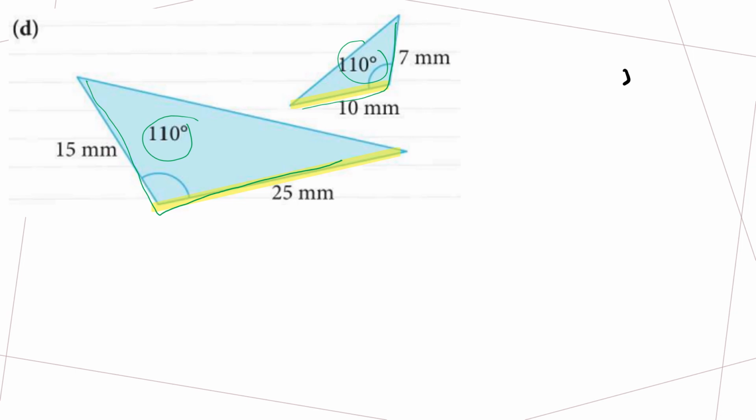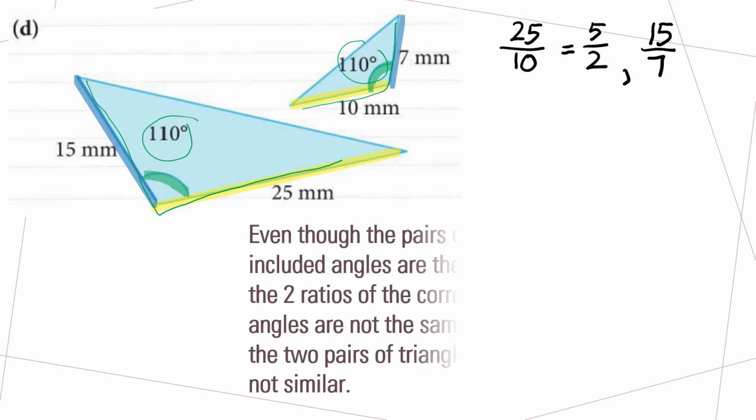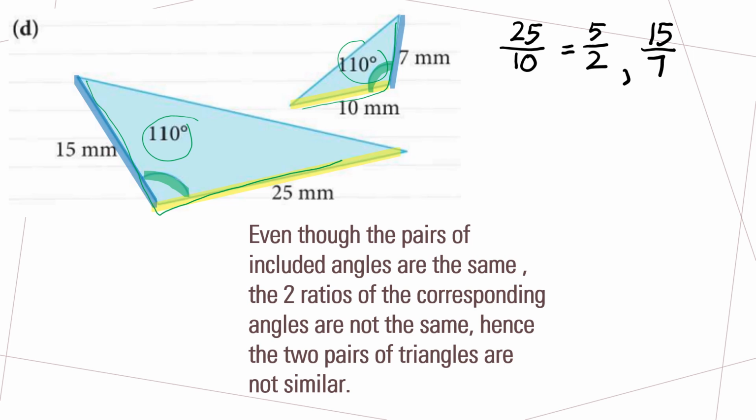So the yellow compared with the yellow gives you 5 over 2. And then the blue compared with the blue gives you 15 over 7. They're not the same. So the included angles are the same, but the other 2 ratios are not the same. So we conclude that even though the pairs of included angles are the same, unfortunately, the 2 ratios of the corresponding sides, not angle, are not the same, hence the 2 triangles are not similar.